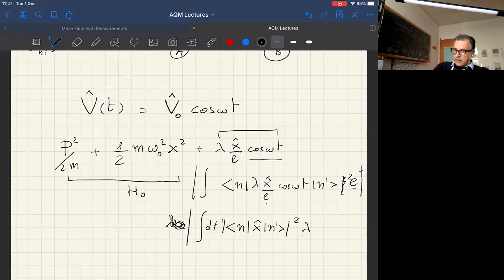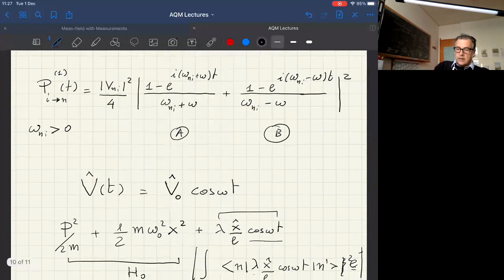Lambda over L times cosine of omega t times the exponential of omega n prime, and then the square. Okay, so you see that this term here does not depend on time. So this is nothing else than v n prime squared, which is this term here. Okay, or not?